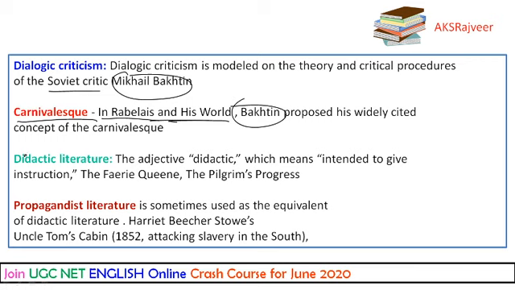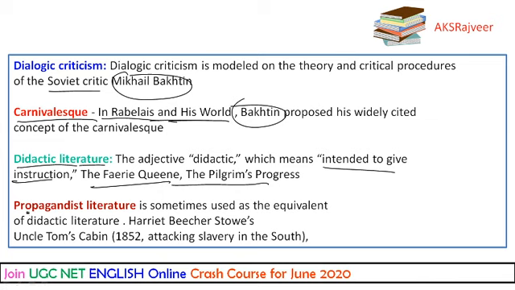Carnivalesque is a term. And then you have didactic literature. So what is didactic literature? A literature that is intended to give instruction. That is known as didactic literature. For example, you have The Faerie Queene and The Pilgrim's Progress. These kinds of works give you moral lessons and teach you something.